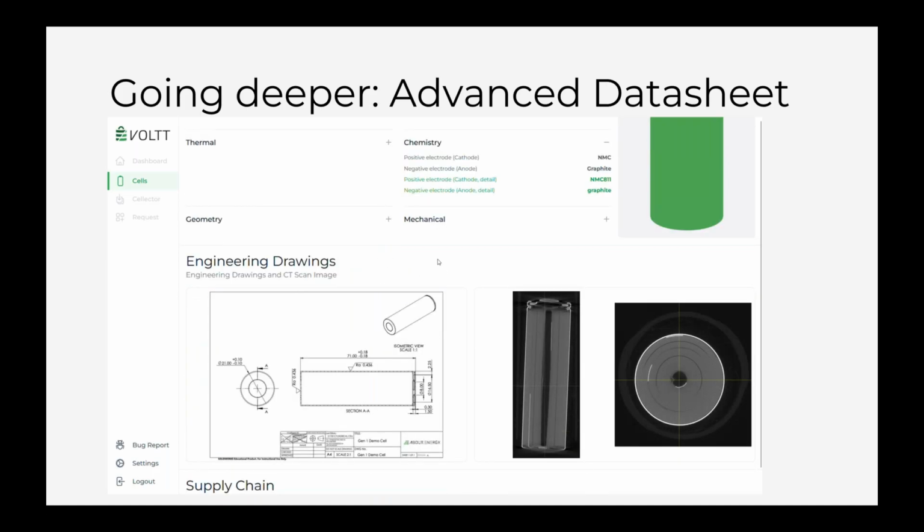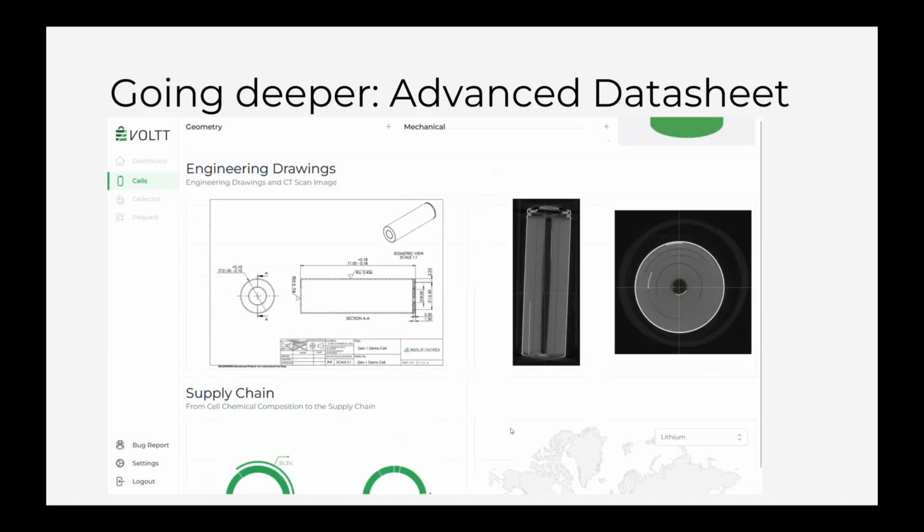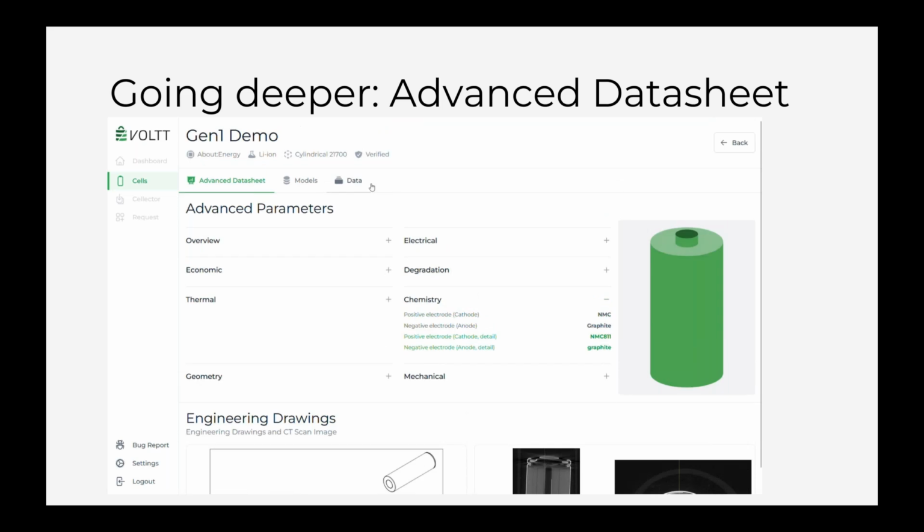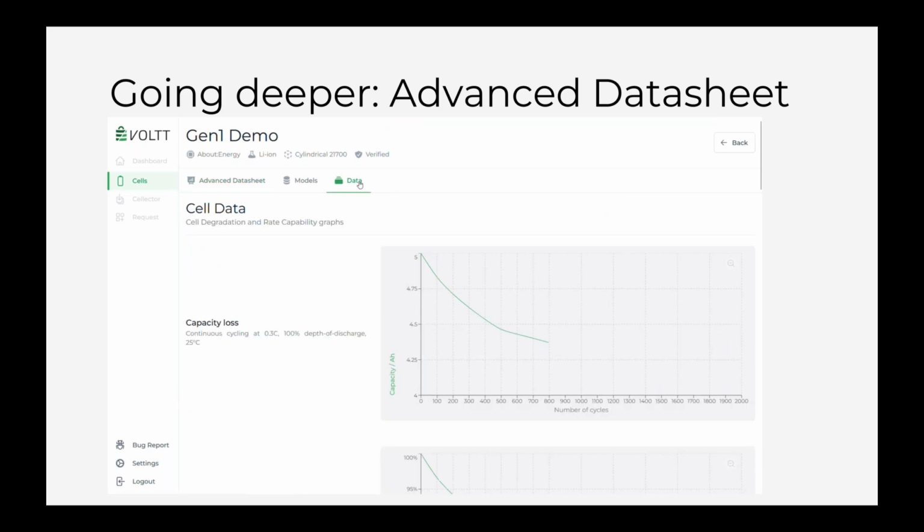We also provide engineering drawings for that mechanical design and CT scans, so you can see actually what the components of the cell are, and we use these scans to help us build the most accurate models. And finally, we do material composition as well. We actually measure what materials are in the cells, and with partners, we can work out the supply chain for that. Now we'll look at data, and we supply data for the cell.